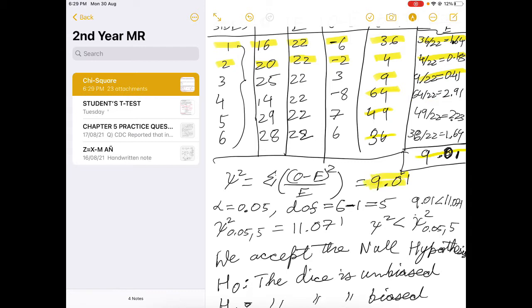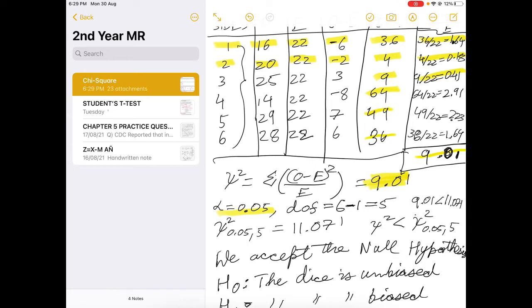Now how do we use this? We have to compare this to the significant value at a particular degrees of freedom. What is the degrees of freedom? It is the total number of possible outcomes minus 1. Here we have 6 possible outcomes, the 6 sides of the dice. So the degrees of freedom is 6 minus 1, equal to 5, and my alpha value is 0.05. That is the level of significance. Generally the default level of significance is 0.05 unless the question mentions otherwise.